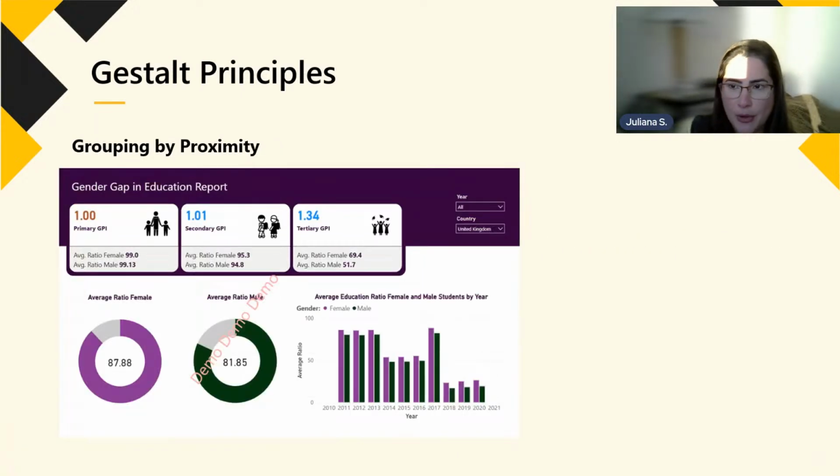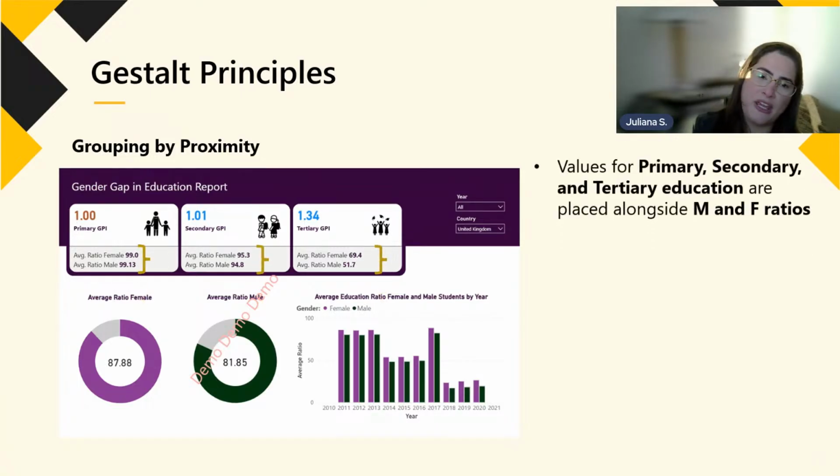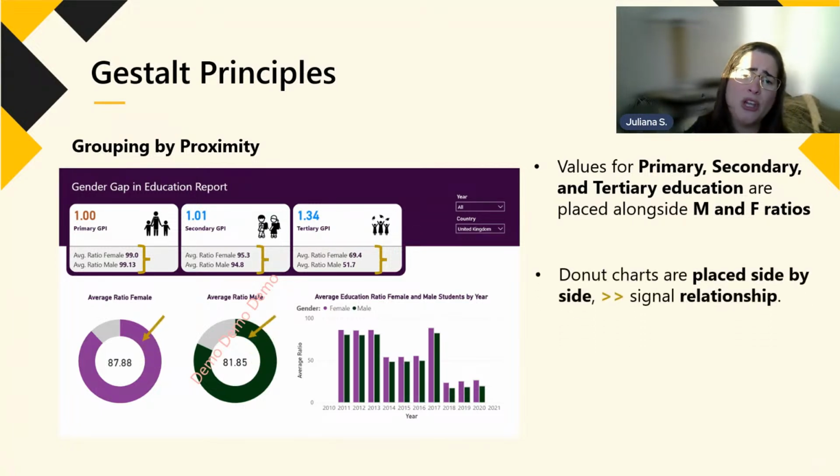So here is another example of grouping by proximity. I have here on the cards the values for primary, secondary, and tertiary education, and we have the average ratio for female and male together. This is a quite prominent, quite important visual because it's also got a box around it, and we're going to talk about that later. But because those are also together, you can understand even if you didn't have the box that they were related. And then we also have these two donut charts that are placed side by side, and that will signal relationship.